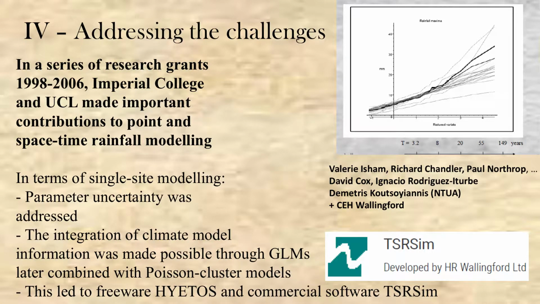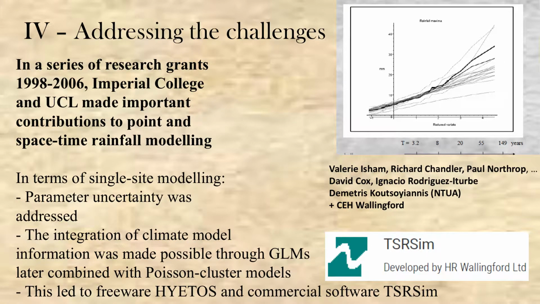What came out of that was, well, addressing parameter uncertainty, where Richard did some very interesting work, basically giving multivariate distributions for the parameters. Integrating climate model information was partially addressed, in the sense that, as you just heard, you've got GLMs that do that. These GLMs we then combined with Poisson cluster models in a sort of downscaling mode to obtain some hourly rainfall. That partially addresses the challenge of climate change, not completely, because with your downscaling model it's not clear how you're going to change it when you move into the future.